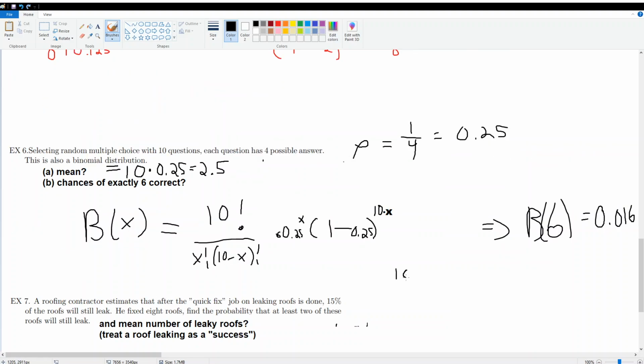We would have 10 factorial divided by, in this case, x would be 6, so we'd have 6 factorial times 4 factorial times 0.25 to the power of 6 times 1 minus 0.25 to the power of 10 minus 6, so 4. You put that in your calculator and it'll spit out the same 0.016.